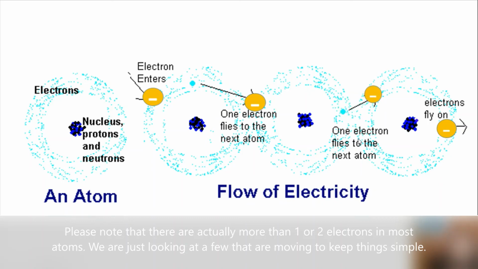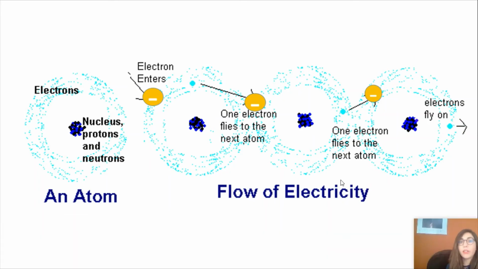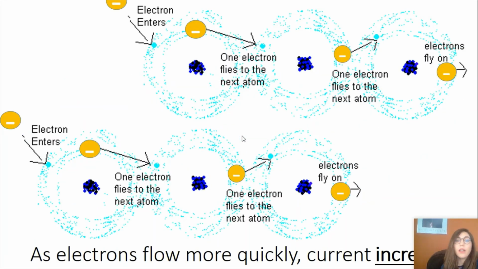So an electron moves to the next atom, and so on and so forth. So the electrons aren't just flying around freely, they're moving from atom to atom. And as they move in this path, they create electric current. And that's essentially what electricity is.